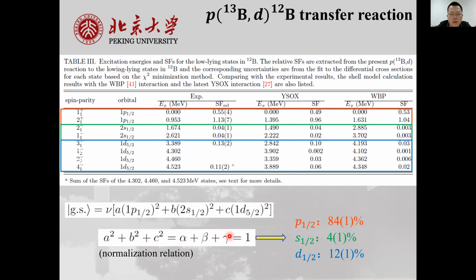So we can have the PSD wave intensity as 84%, 4%, and 12%. In order to compare with the theoretical result, we also perform the shell model calculation with the YSX interaction and the WBP interaction.